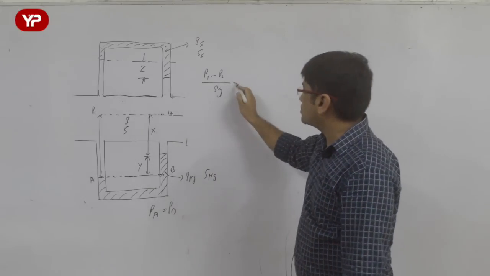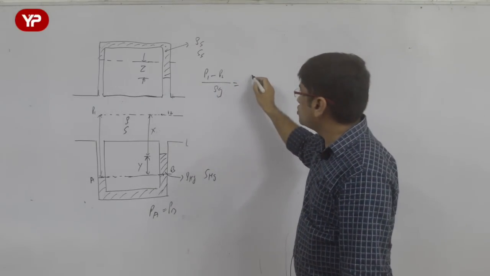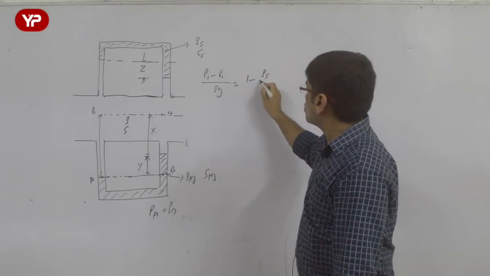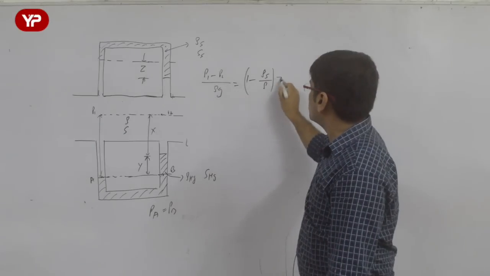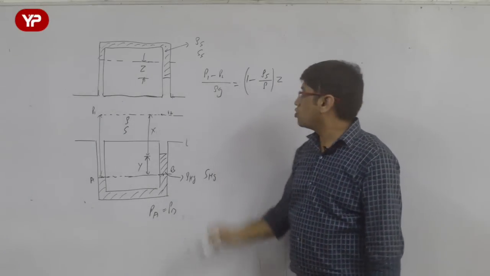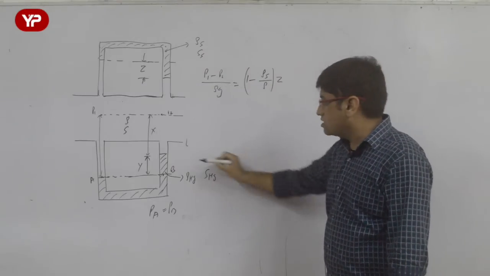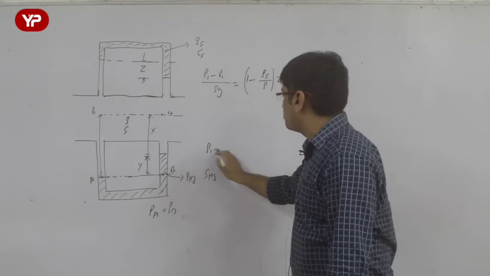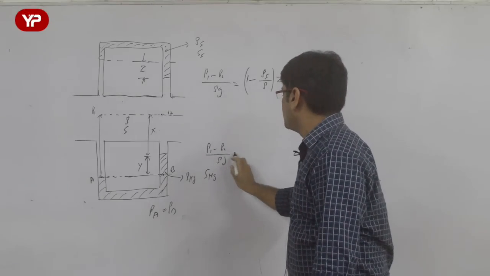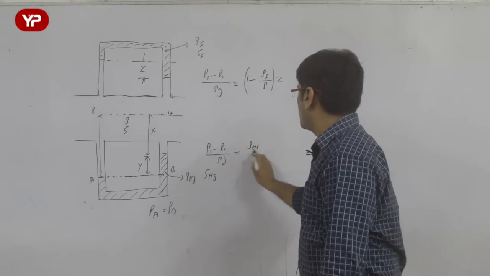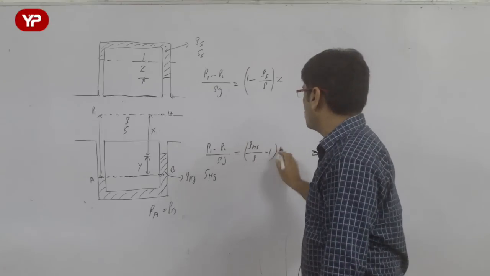And I will say this is the difference of pressure head. That is equal to 1 minus rho s by rho, into Z. Now rho s obviously is less than rho, because this cannot be negative. Rho s is less than rho. In this case, how have we calculated? We calculated P1 minus P2 by rho g is equal to rho mercury by rho minus 1, into Y.